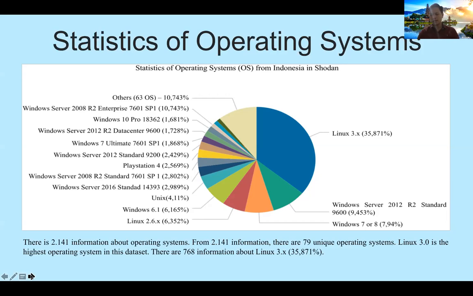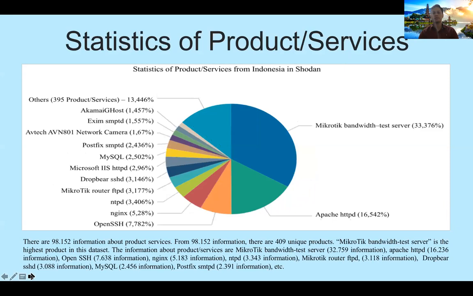The second highest is Windows Server 2012 Standard 9600. It is about 9.453%. And the third highest is Windows 7 or 8. It is about 7.94%. And there are other operating systems from Indonesia in Shodan.